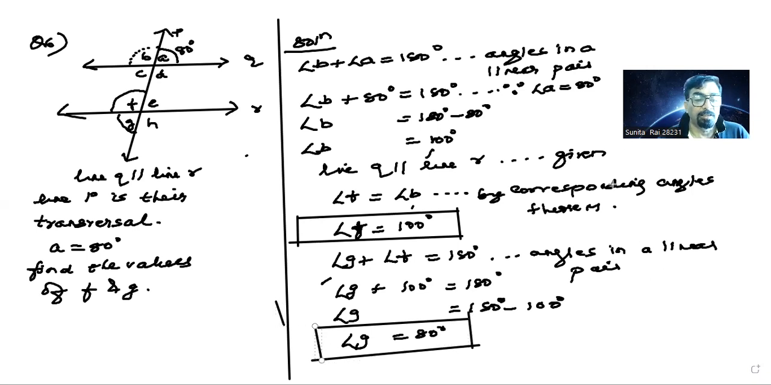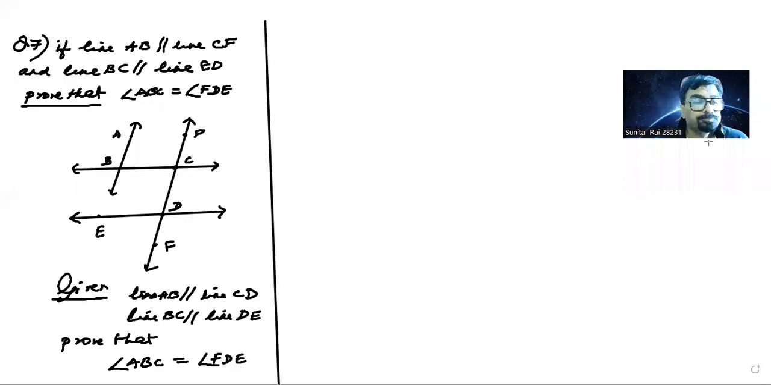Angle G equals 80 degrees. So both the answers have been found out. Okay. Angle F and angle G. So this sum, when you can see, children, very simple. They're very easy sums they asked us. Okay. We go to the next sum, children.